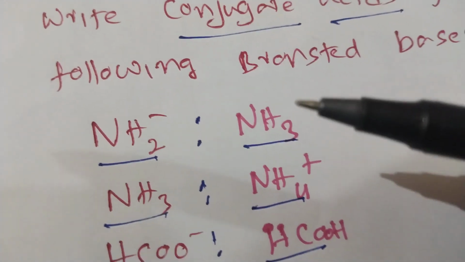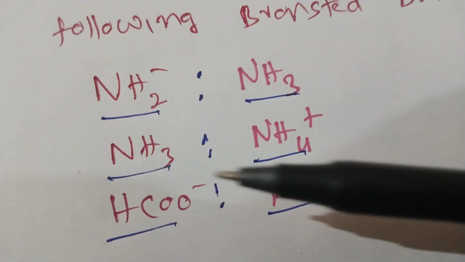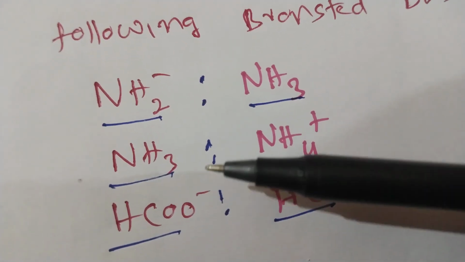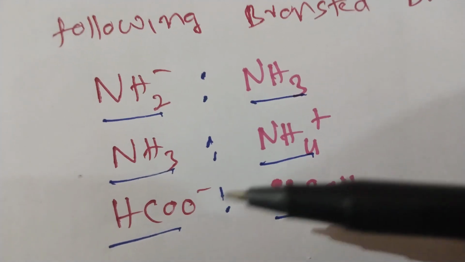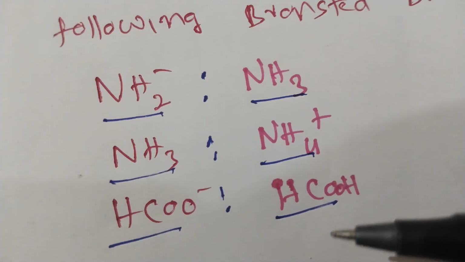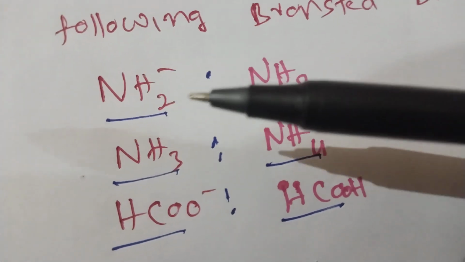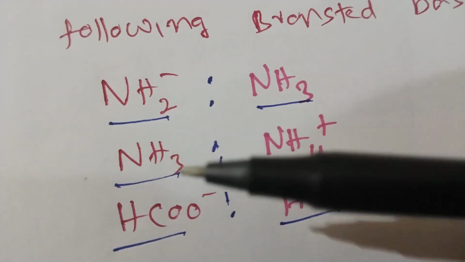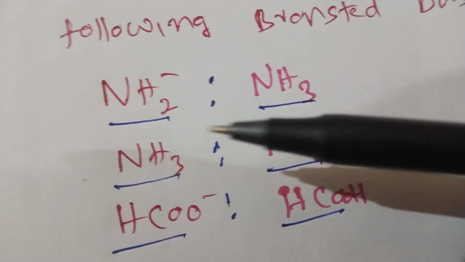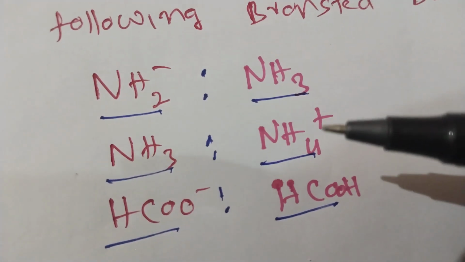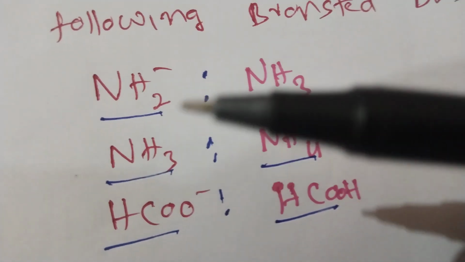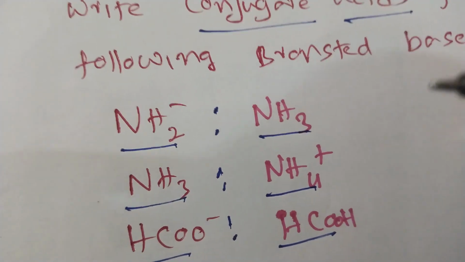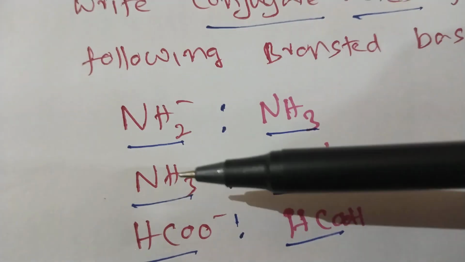NH2 minus plus H plus gives NH3. NH3 plus H plus gives NH4 plus. HCOO minus plus H plus gives HCOOH, formic acid, the minus and plus cancel. Okay, here minus, add H plus, minus plus plus is neutral, so we have neutral ammonia. NH3, add H plus, so we have a positive charge, NH4 plus. If you want the conjugate acid, a proton must be in excess, so add H plus.